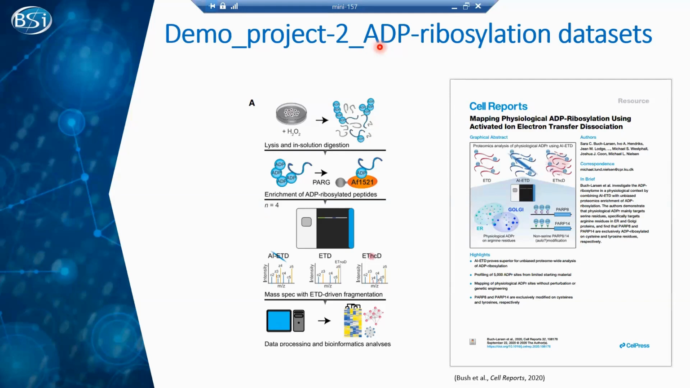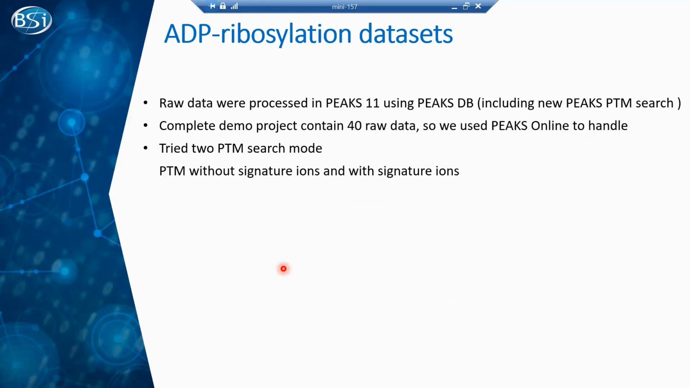Based on this paper, we downloaded all the data and used the AI ETD to see if we can find more PSMs with the ADP. The raw data was processed in PEAKS 11, which uses PEAKS-DB in the PTM search. Since the demo project contained 40 raw data files, we used our PEAKS Online to handle it.